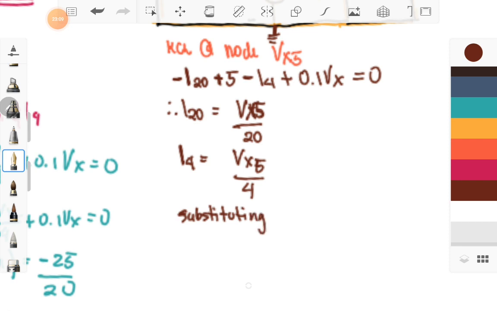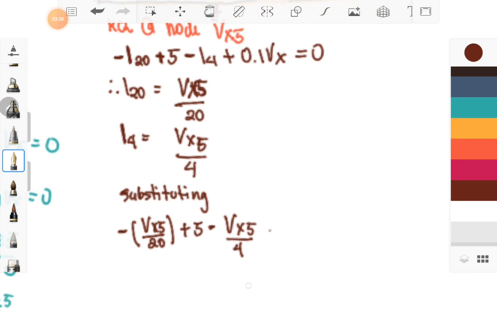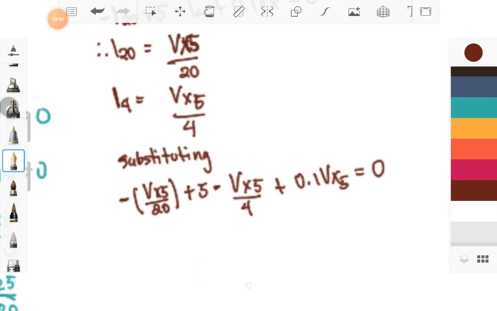We have our negative Vx5 over 20 plus 5 minus Vx5 all over 4 plus 0.1 Vx5 equals 0.